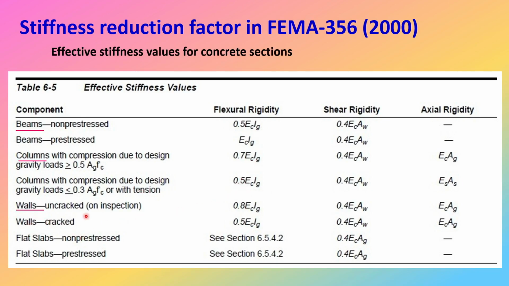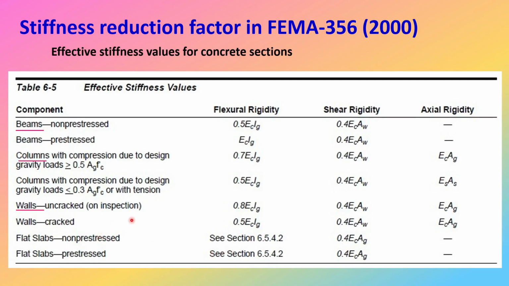Walls, when uncracked or cracked here, is not meaning the first term that we have used in the first slide, tension. It is not. Here it is on inspection. So please note this, that here FEMA is referring to the actual damage in the wall. If it is uncracked, no damage, then the flexural rigidity is 0.8 ECIG. If the wall is cracked or damaged, then it is 0.5 ECIG.